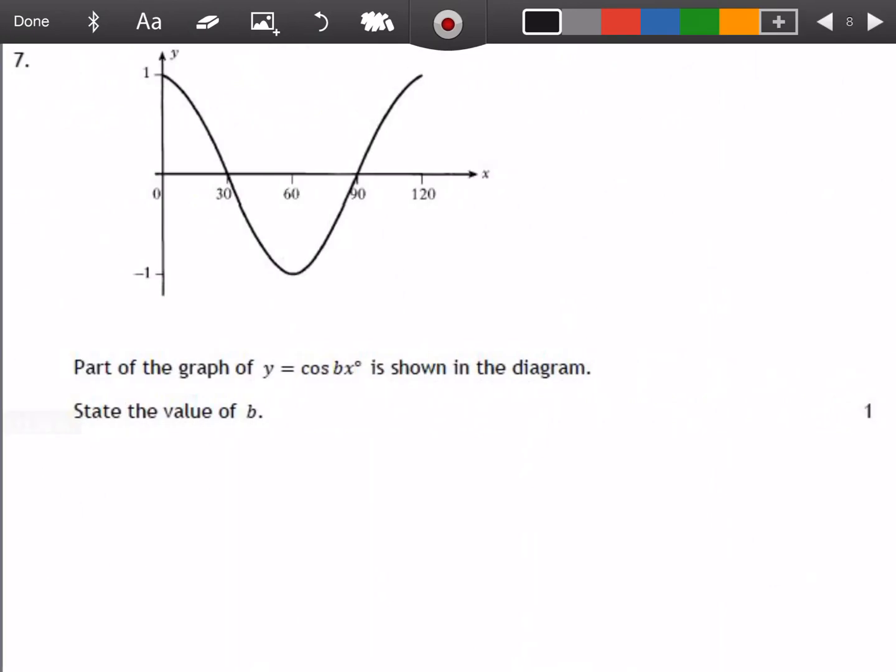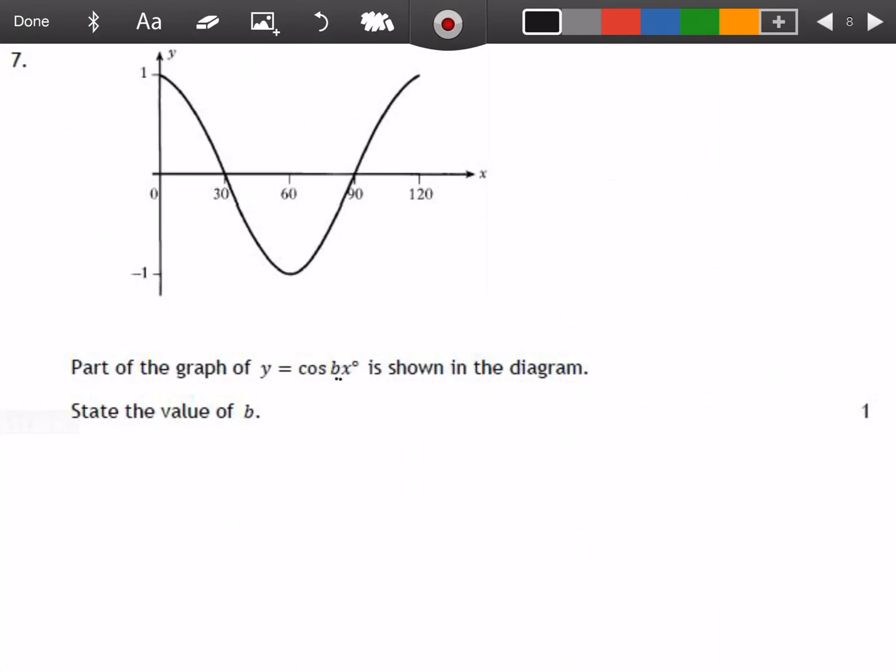Number 7. Part of the graph is y equals cos bx. Find the value of b. The letter b, remember, is to do with the period of the graph. It's to do with how many cycles of this graph there is here, okay? Not necessarily one cos graph, okay? One cos graph generally looks like that, and it ends at 360. So this number for letter b is basically how many cos graphs are in 360.